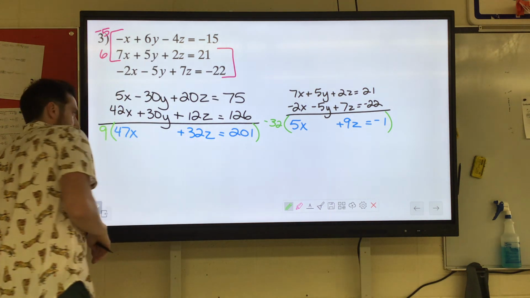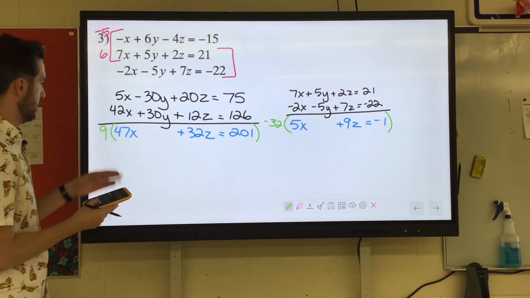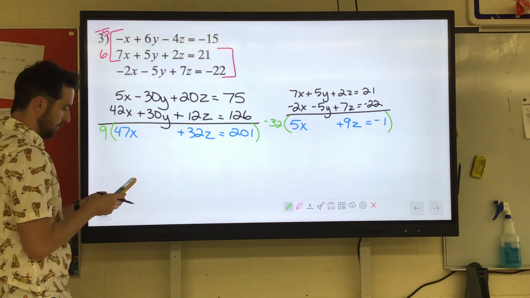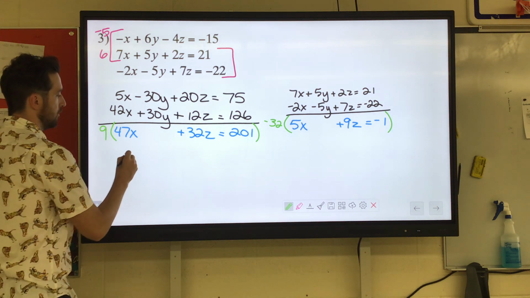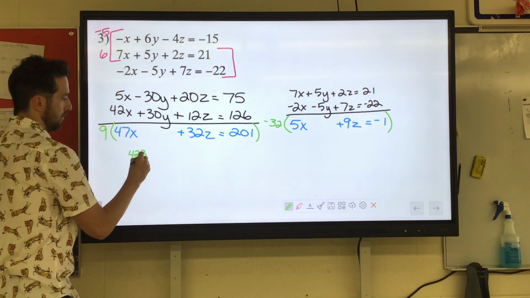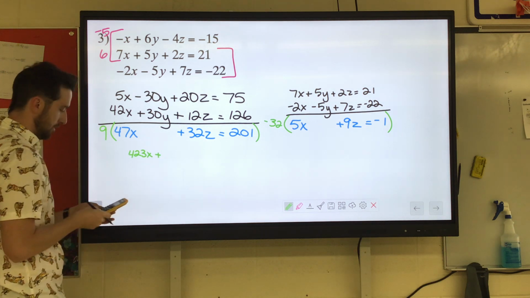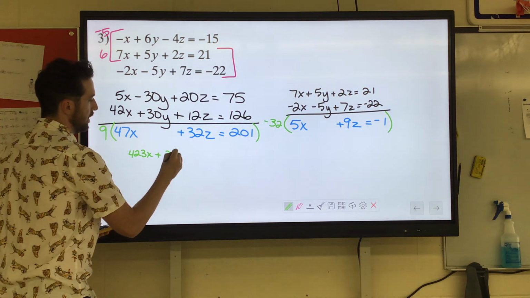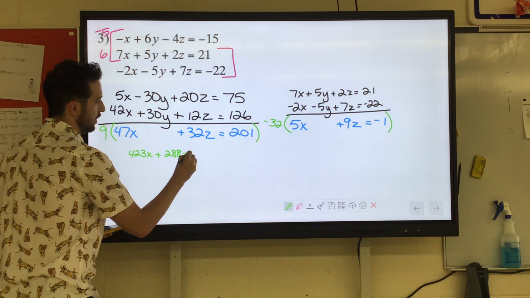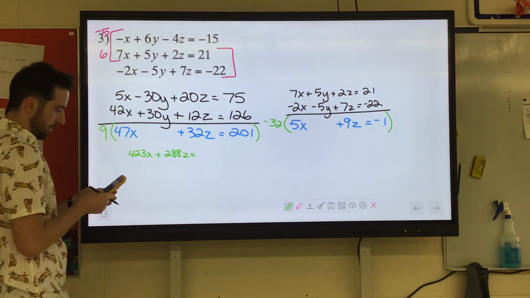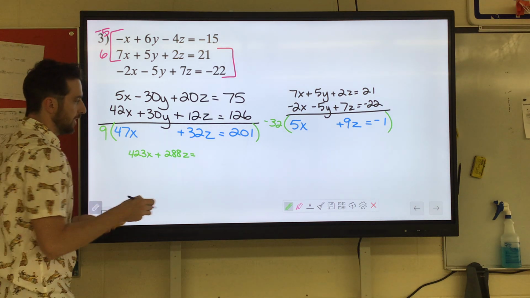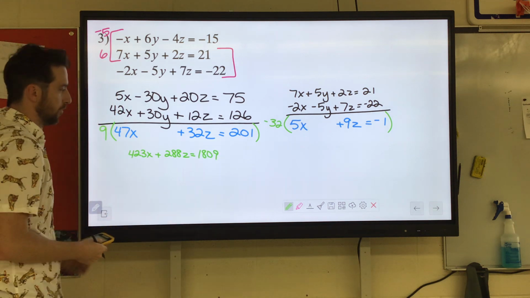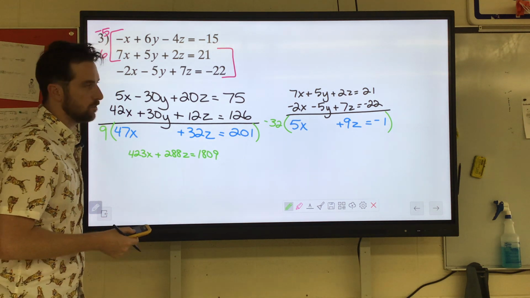Let me grab the calculator. Whew. All right, this first equation times 9. So 9 times 47 is 423x. Plus 9 times 32 is 288z equals 9 times 201, 1809. That's crazy. That was the year my grandpa was born, 1809.